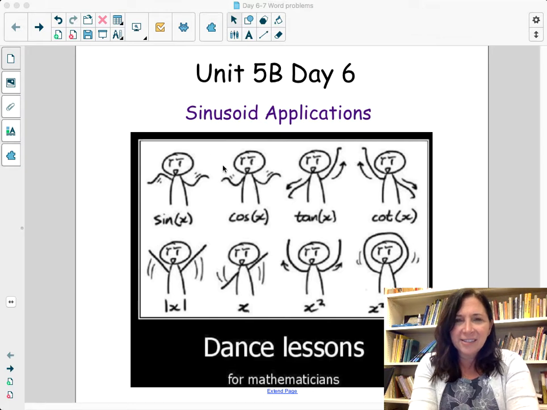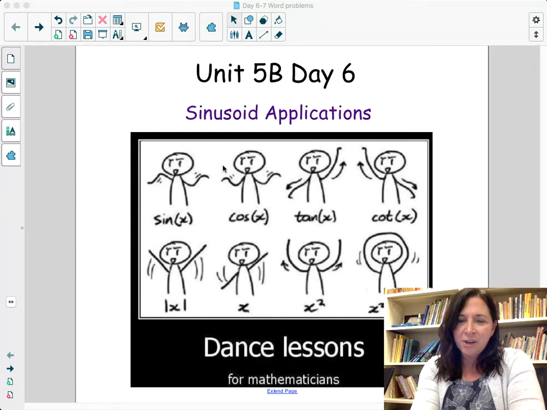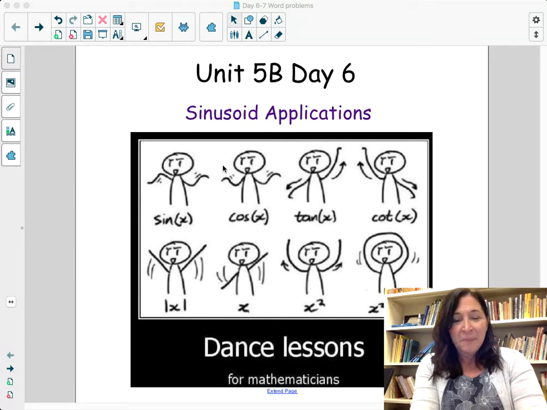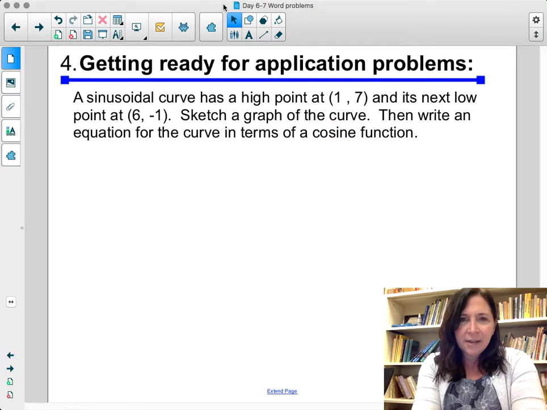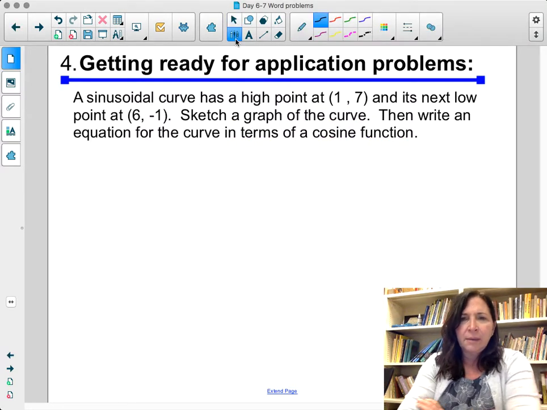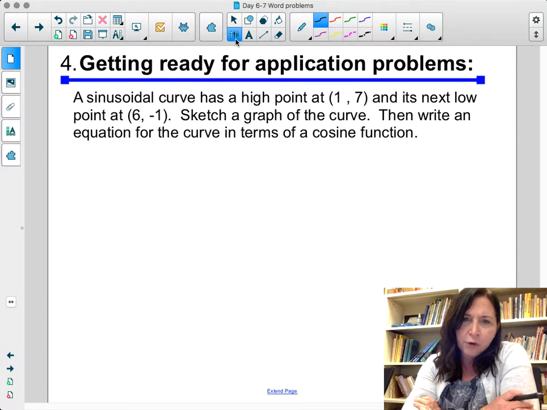Hi everyone, today's lesson is on sinusoidal applications. We're basically going to apply everything that we know into a sinusoid graph. And so let's get started. All right. So first one that we're going to start with is a sinusoidal curve.